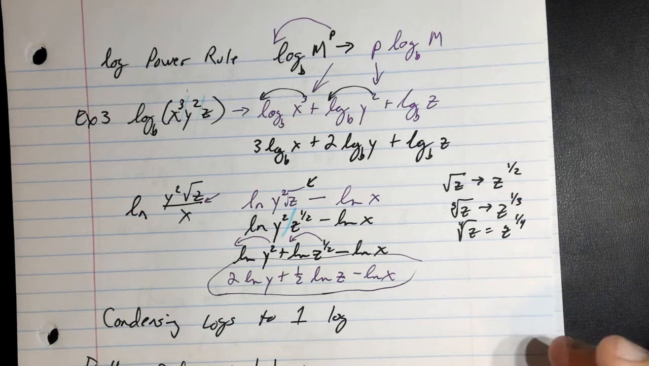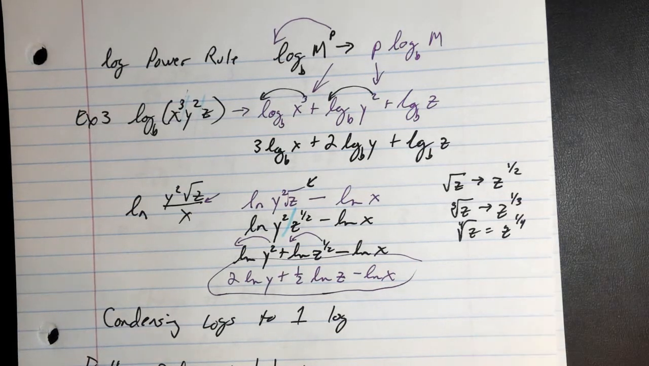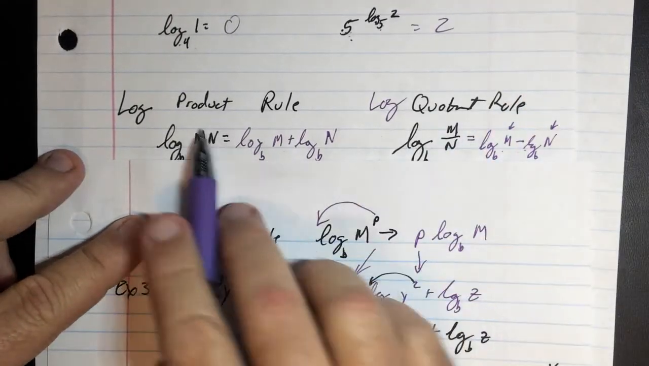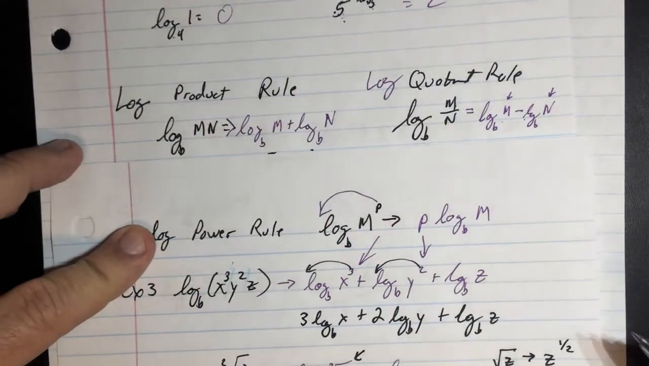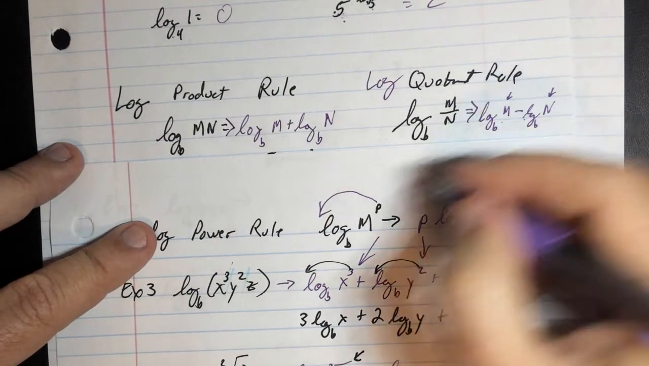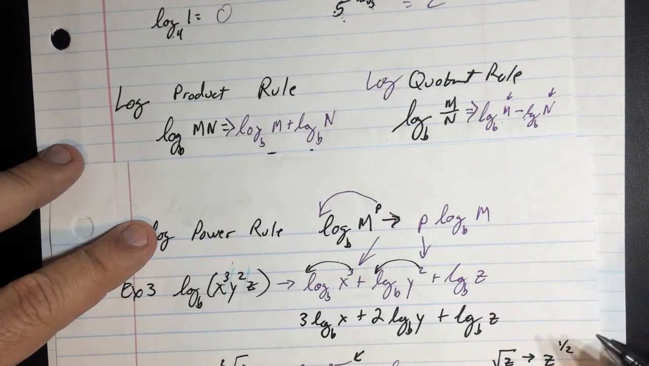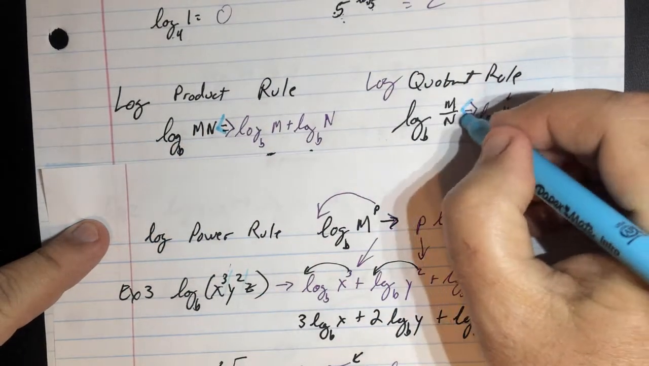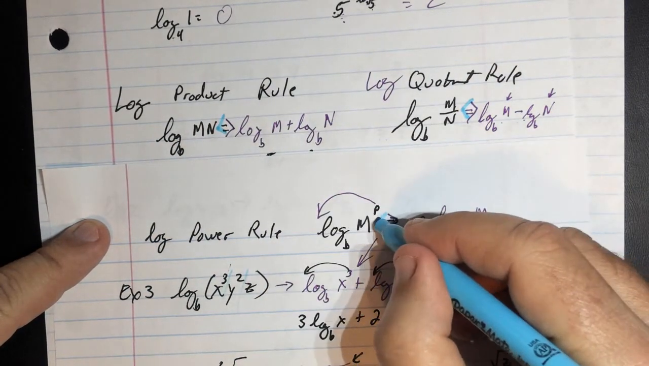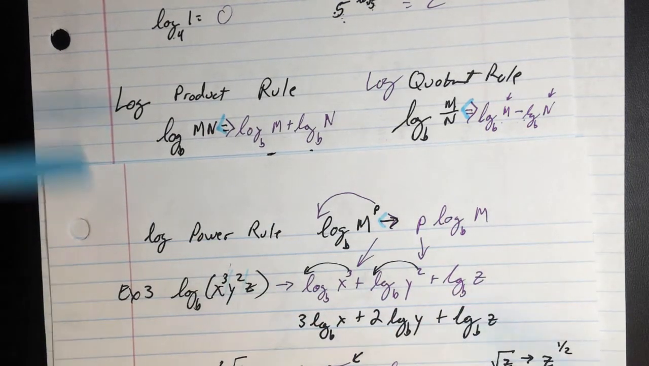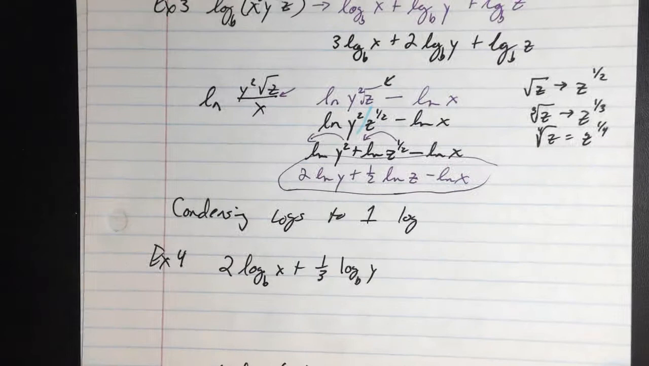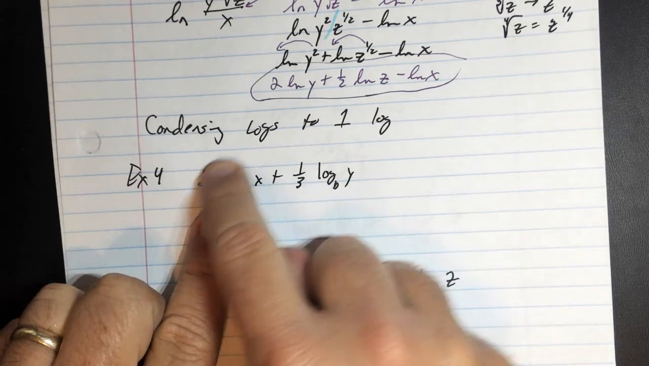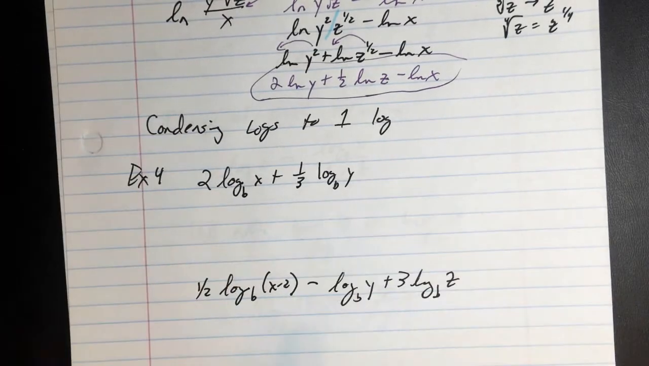Now, the rules that we talked about, we'll go back and look at these 3 rules again. When I make them multiple logarithms, we're expanding. But the thing is, it can go the other way. We can go from the multiple logs to just 1 log, and that's called condensing. So what we want to do is condense logs to 1 log. So we're going to actually do the vice versa. We want to get these 2 logs to be 1 log.